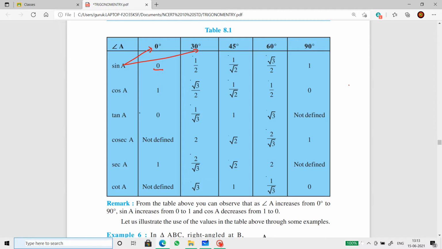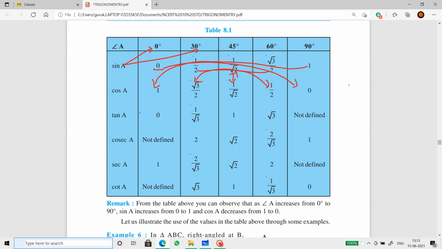Now, cos: sin 90 value will go to cos 0. Sin 60 will go to cos 30. Sin 45 and cos 45 are same. So, sin 30 will go to cos 60. Sin 0 will go to cos 90. You understood? It's just the flipping. Just flip the values, not reversing the values.